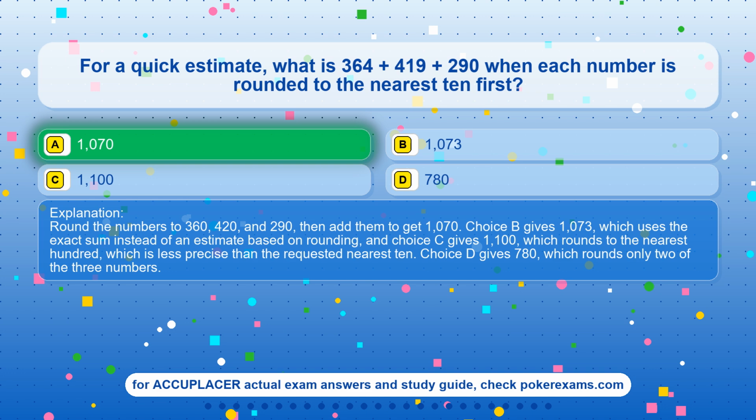Choice B gives 1073, which uses the exact sum instead of an estimate based on rounding, and choice C gives 1100, which rounds to the nearest 100, which is less precise than the requested nearest 10. Choice D gives 780, which rounds only two of the three numbers.